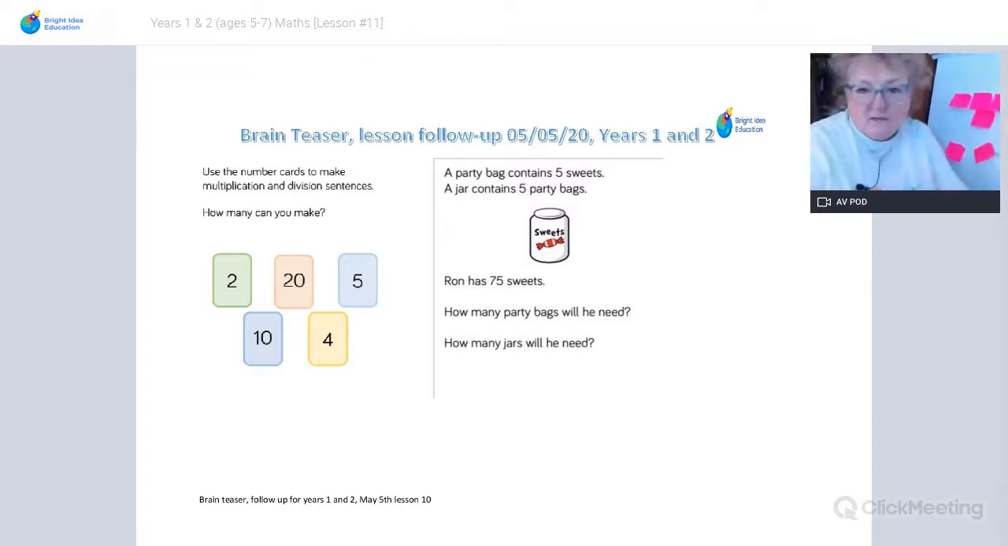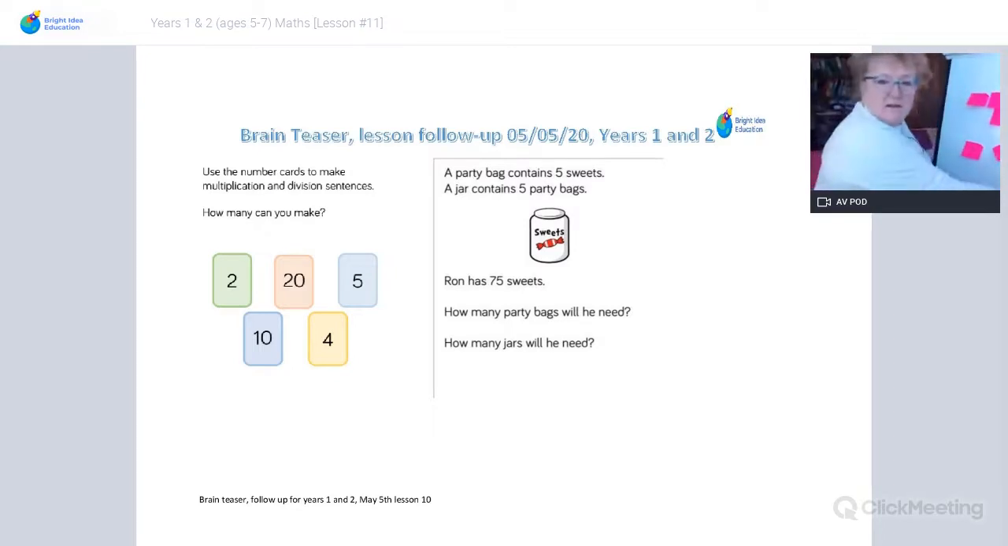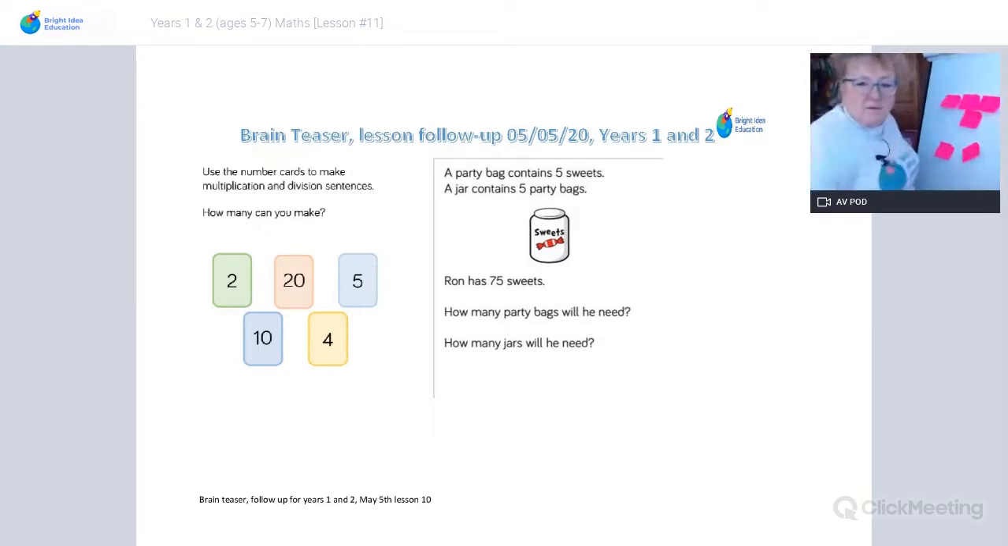I'm just going to move my screen around so that you can see the board a little bit better. Let's try and get that over this way a little bit more.